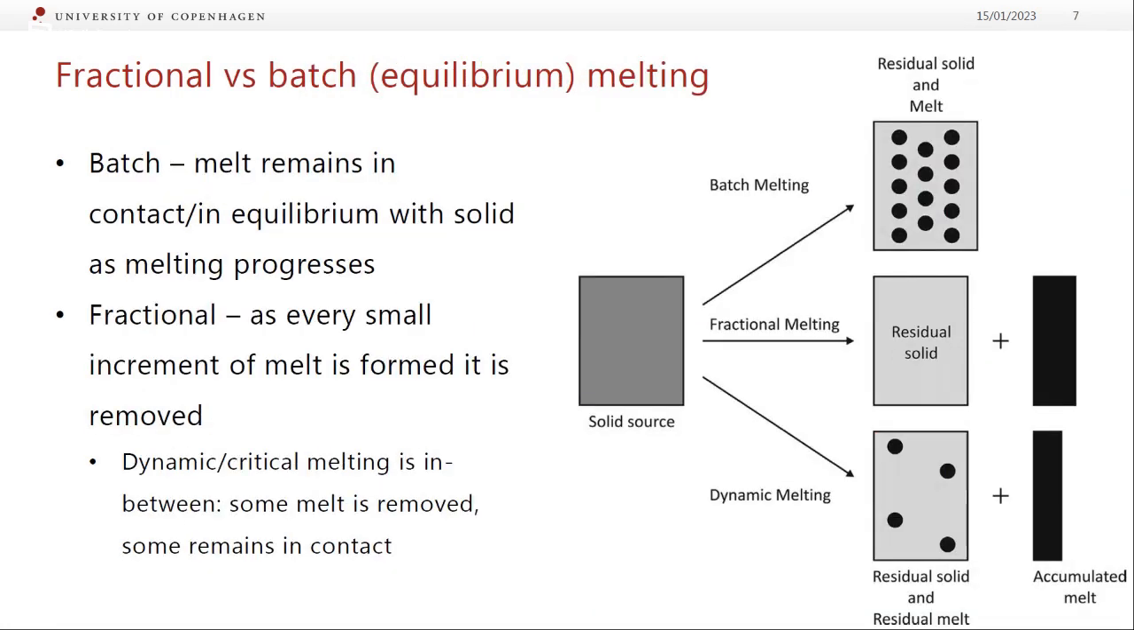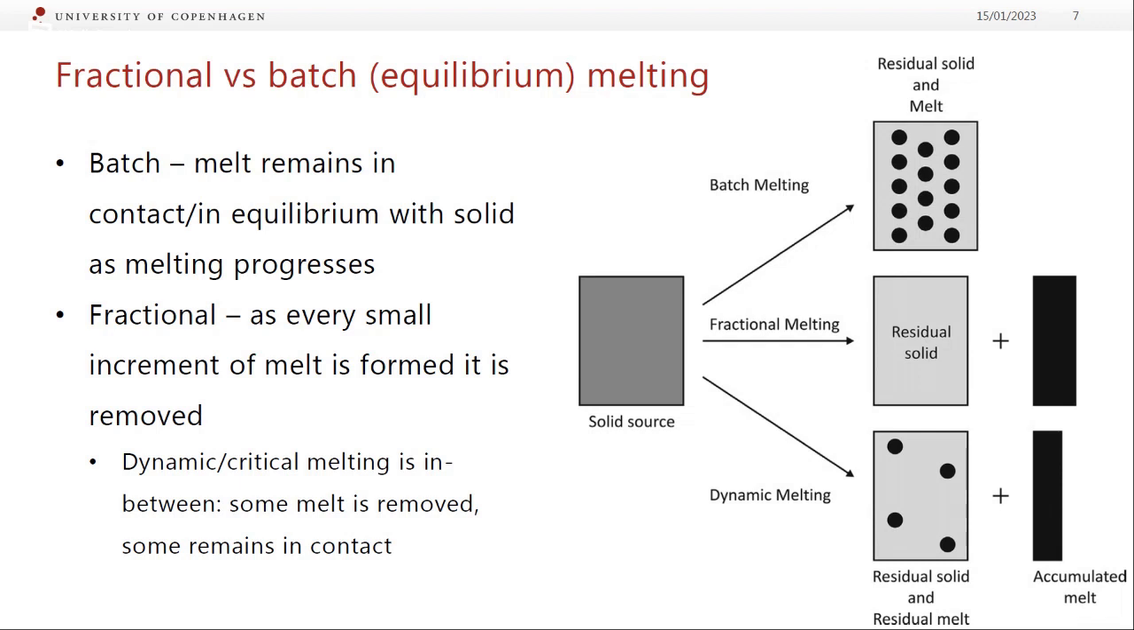We have basically the same concept for melting. We can either have fractional melting or batch melting, and batch is just equilibrium melting. Again, for the equilibrium melt, the melt remains in contact or in equilibrium with the solid as melting progresses. So you can see it here. If we start with a solid source that has one composition, and this is kind of a medium gray, when we make the melt, which is black, we're left with a source that is a light gray, but they're sat there together in contact.